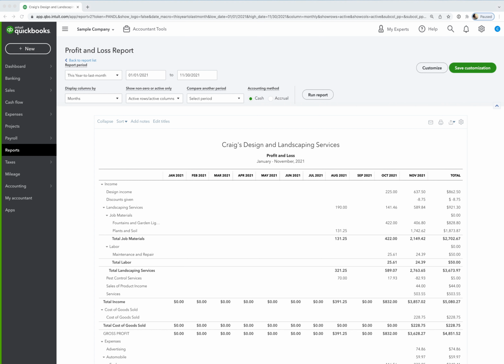Hi, let's talk about reviewing the profit and loss report. So, in the last lesson, we talked about how to run a profit and loss and the basic format of the profit and loss report. And we know that a profit and loss report is just a picture of your profit or loss in a certain period. But let's talk about navigating around the report, what you should be looking at each month when you come in to run this report.